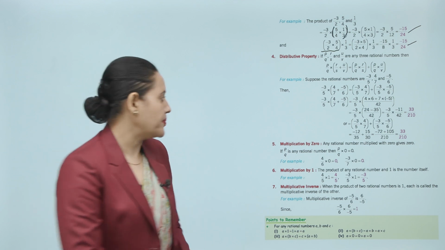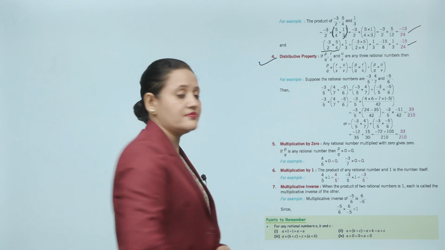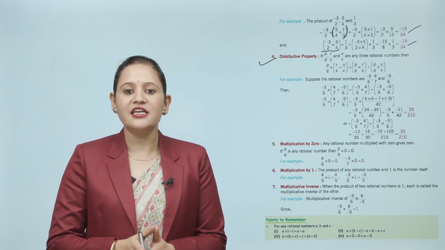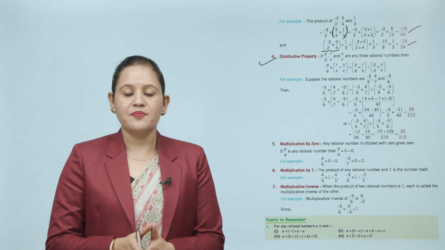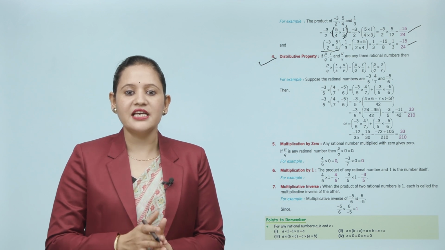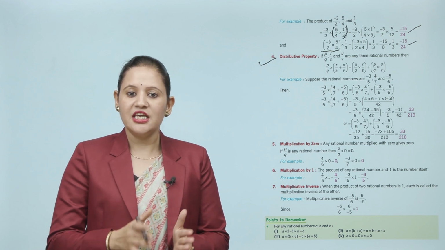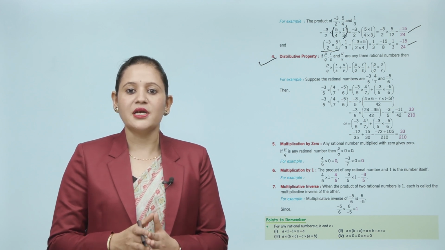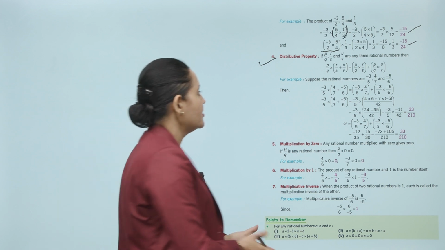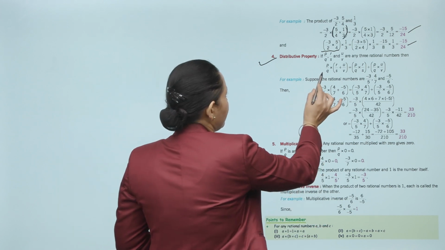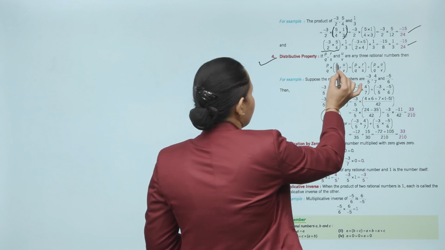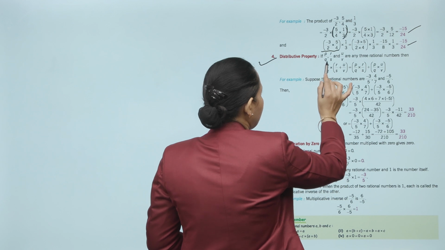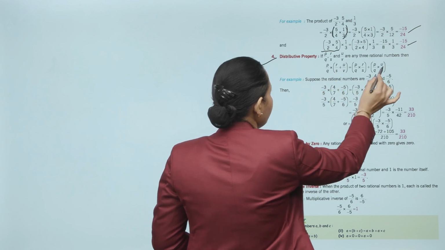Next, distributive property. If p upon q, r upon s and u upon v are any three rational numbers, then p upon q multiplied by r upon s plus u upon v equals to p upon q multiplied by r upon s plus p upon q multiplied by u upon v. So what we have done here, p upon q को क्या किया हमने? First r upon s से multiply किया, बीच में प्लस का साइन है, प्लस का साइन लगा दिया, then we will multiply p upon q with u upon v.